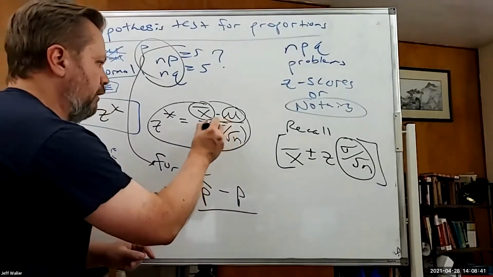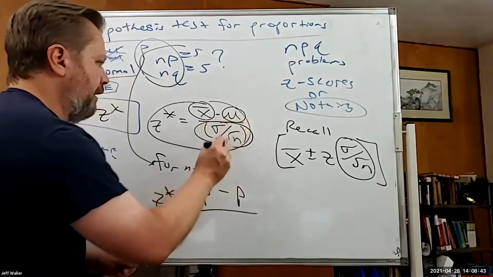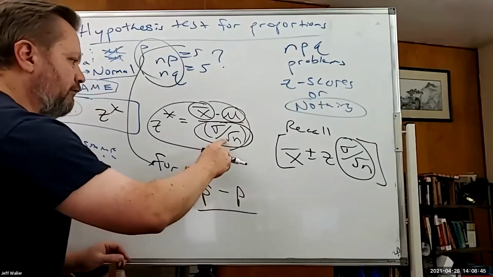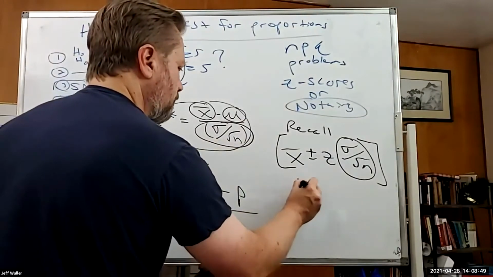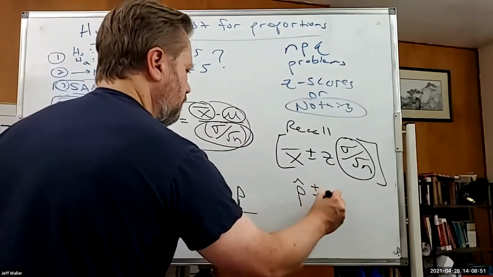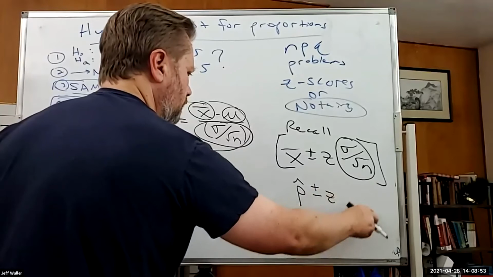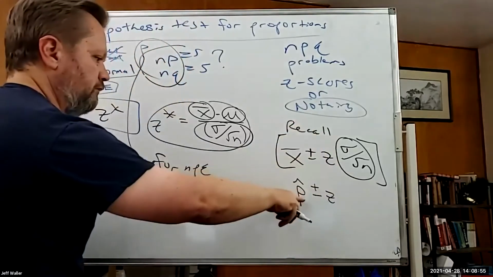It's got to be whatever represents the spread. And what is the formula? What goes right here for confidence interval for percentages?